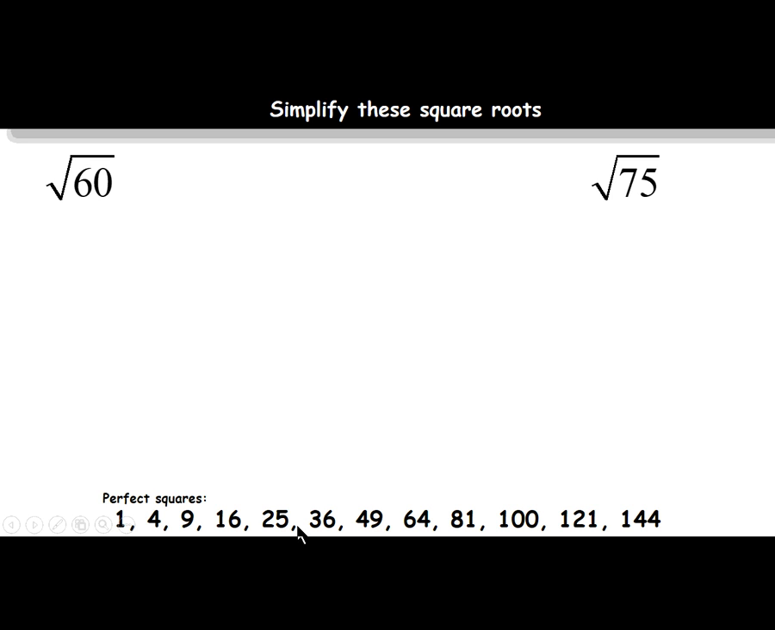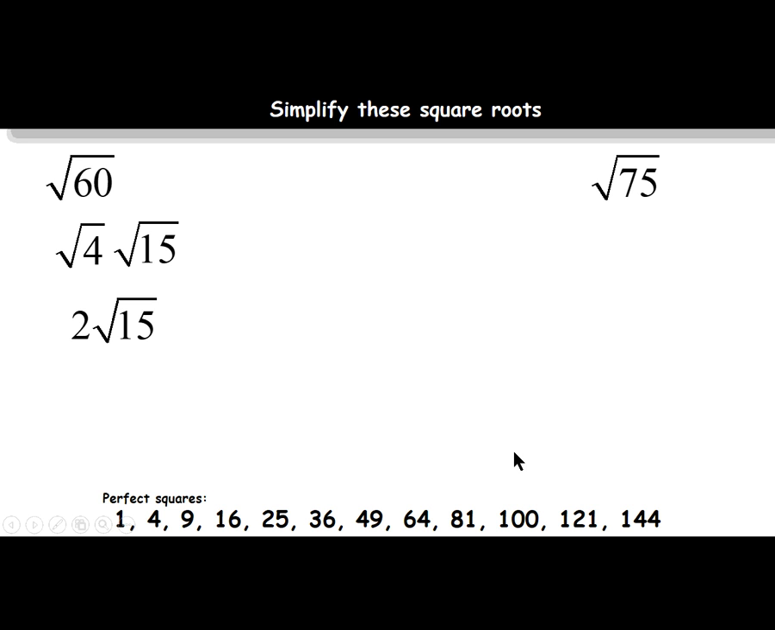So if we start with the 60, we want the biggest number on our list we can divide from 60. 60 divided by 4, once again, is the biggest number on our list. It'll work. So I'm going to rewrite this as square root of 4 times, and 60 divided by 4 is 15. The reason we like this is we know the square root of 4. It's 2. We end up with 2 square root 15, and that's our final answer.